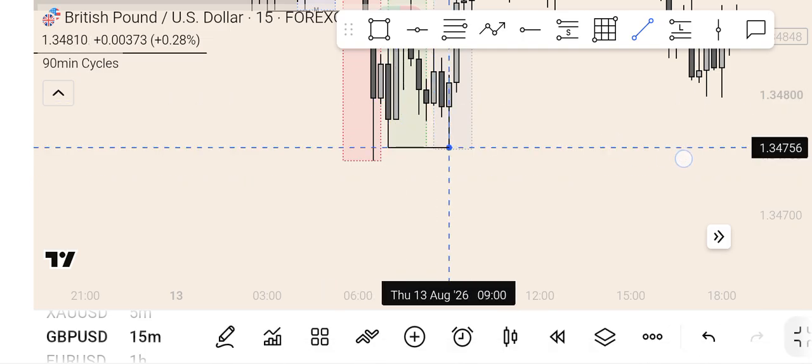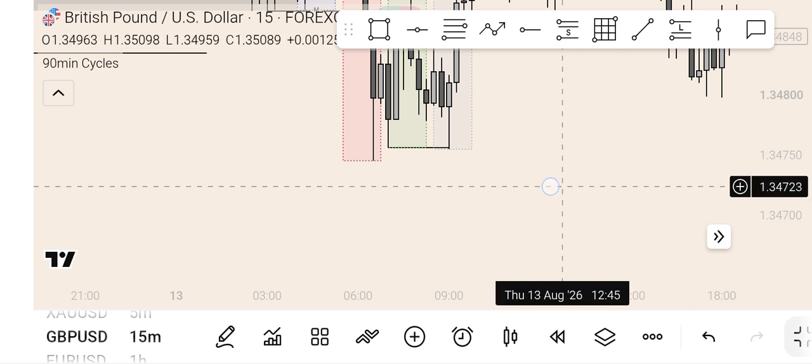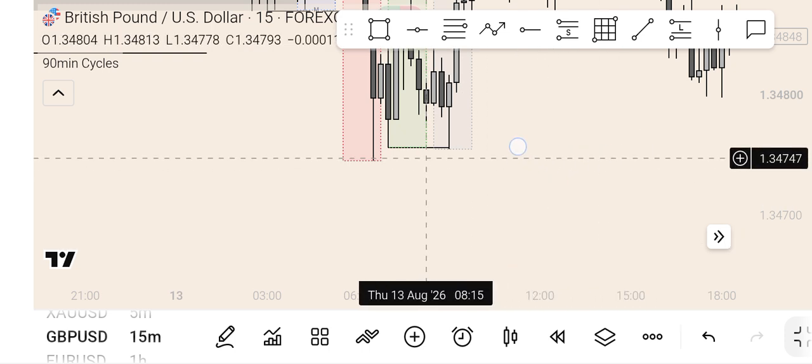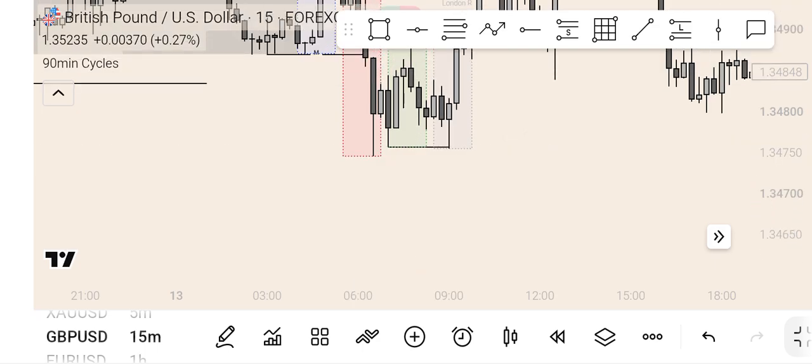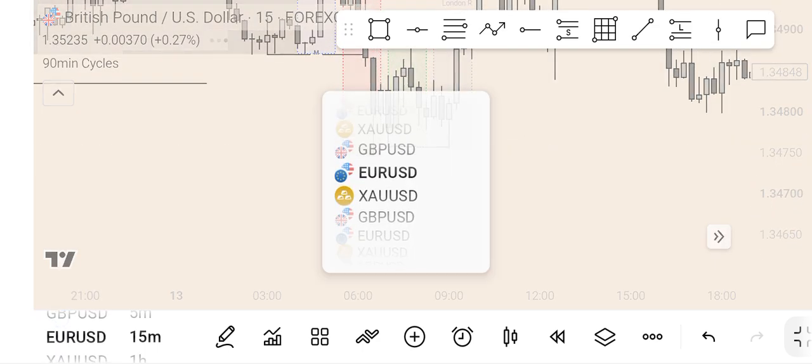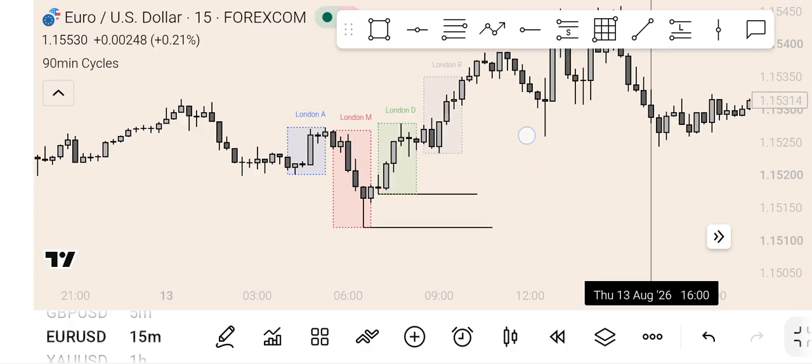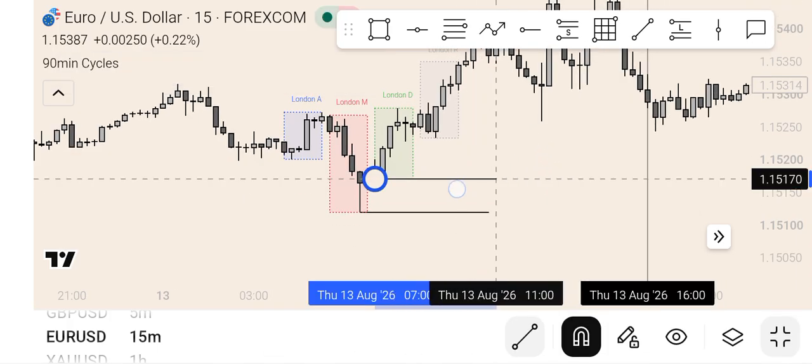Let me use this one now. This low got wiped out, right? This low got wiped out. Good. This low got wiped out. Now on Euro USD, that same low, remember the green color. I saw it. It was never wiped out. It was never wiped out.